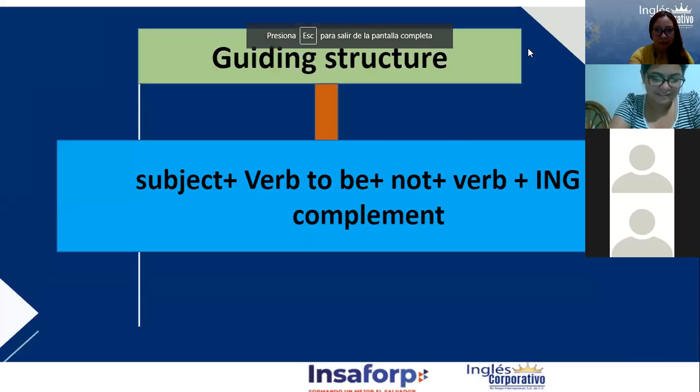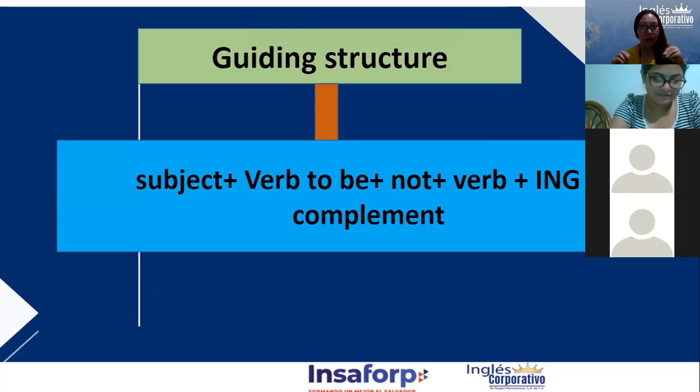We're going to review. Vamos a repasar lo que les mencionaba. Estructura para oraciones negativas: sujeto, verbo to be, luego el not, verbo con ing. Por ejemplo, I am not cooking dinner right now. Yo no estoy cocinando la cena ahorita. Lo que vamos a hacer ahorita es practicarla, pero vamos a hacer oraciones hablando de cosas que no vamos a hacer en un futuro cercano.